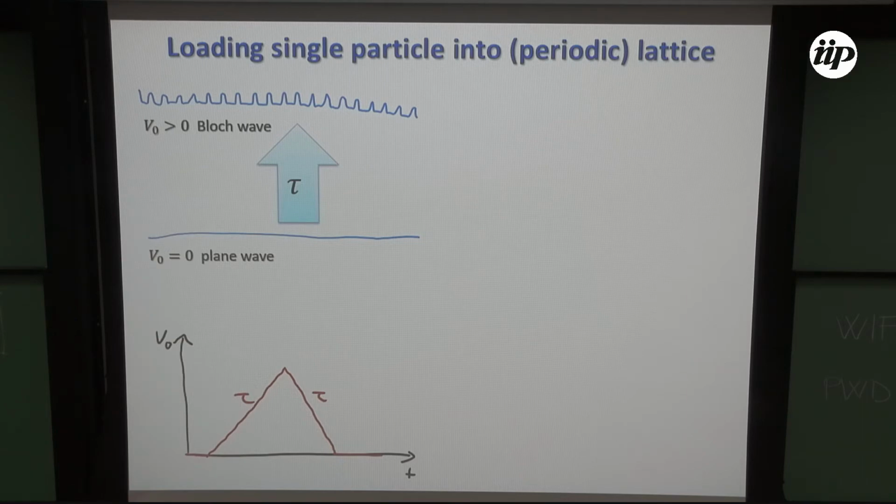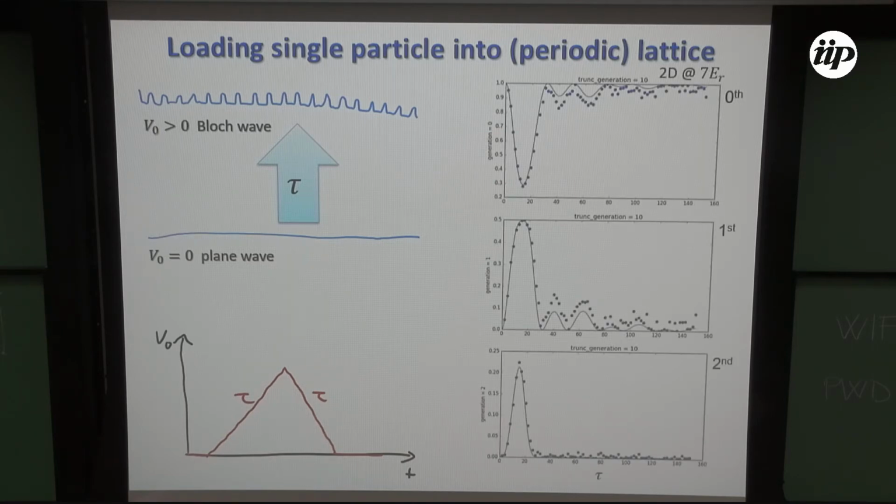And then I ask something akin to this return probability that we heard earlier, how much of the system at this point will still be back in this plane wave. If I'm not adiabatic, I will have created excitation in the second excited band. But if I'm getting slower and slower and slower, I get more and more adiabatic, and I can get the time. So here's data for a 2-dimensional lattice, periodic lattice at 7 recoil lattice depth. This is the 0th order, the original BEC. And you can see this typical oscillating pattern.